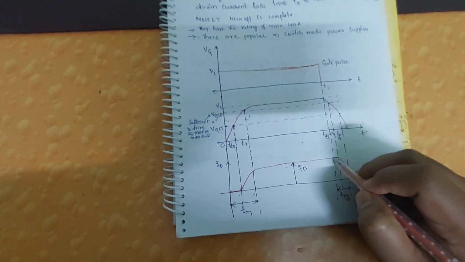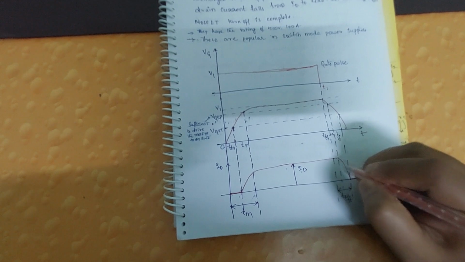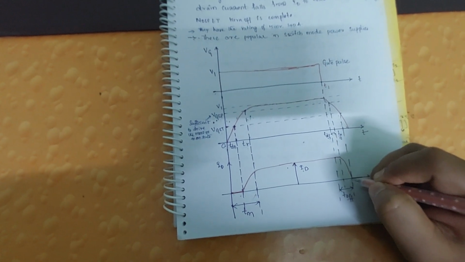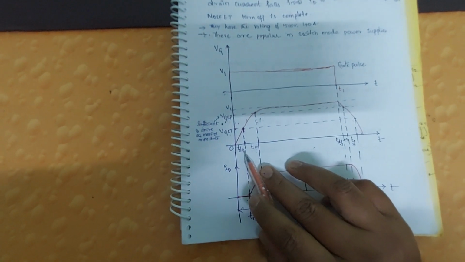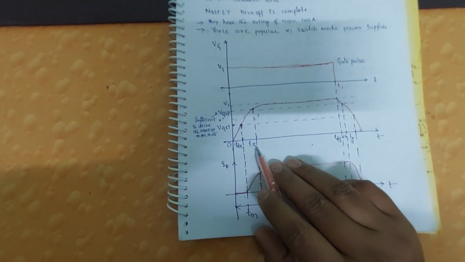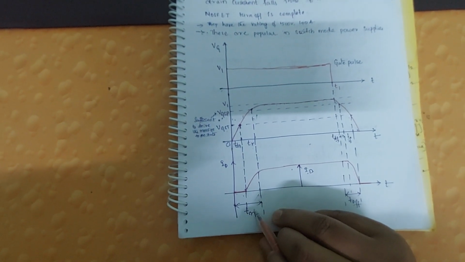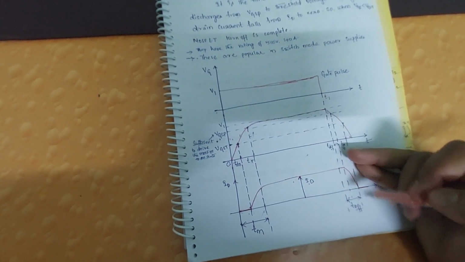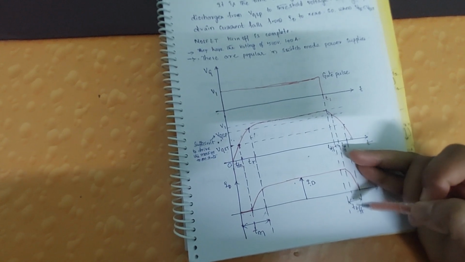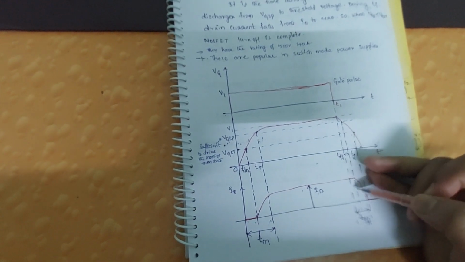In the same way, we have a falling of the current from the maximum value to the 0 value. The combination of the turn on delay time and the rise time is called the on time, and the turn off delay time and the fall time together are called the turn off time. Thank you.